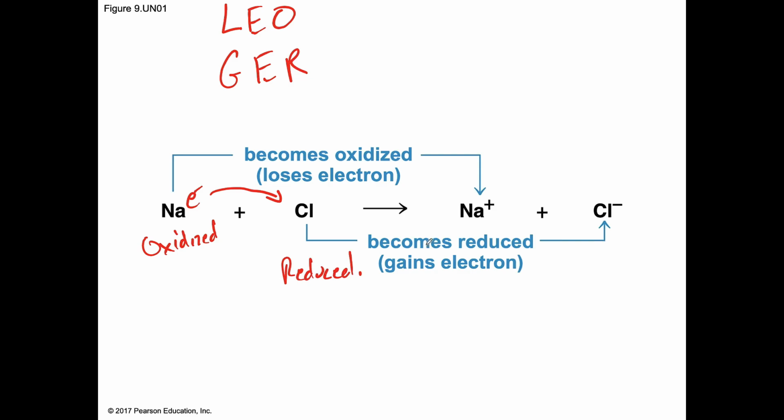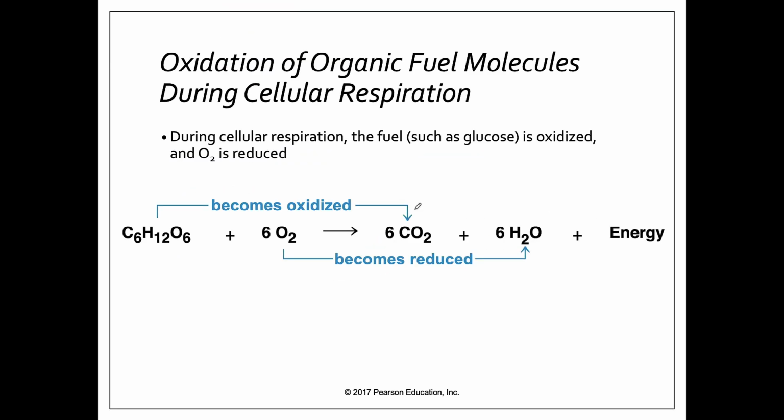This is pretty clear to see when you have charged particles at the end. When we lose an electron, we get a positive charge. When we gain an electron, we get a negative charge. And so you can kind of tell who lost and who gained the electron. And so in a simple equation like sodium chloride, it's a little easier to figure out who got oxidized and who got reduced. When we look at the actual equation for cellular respiration, we don't see any overall charges. So we need to think about how the electrons are shared.